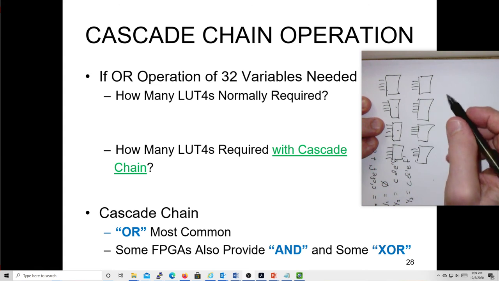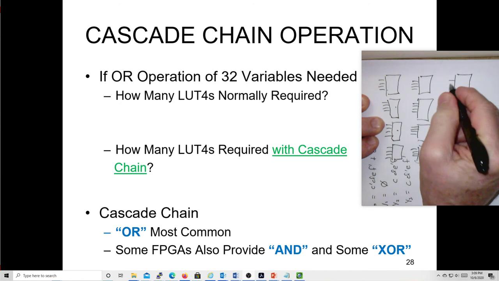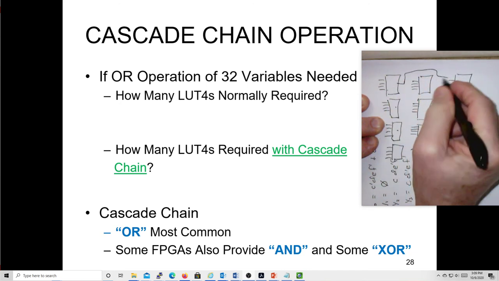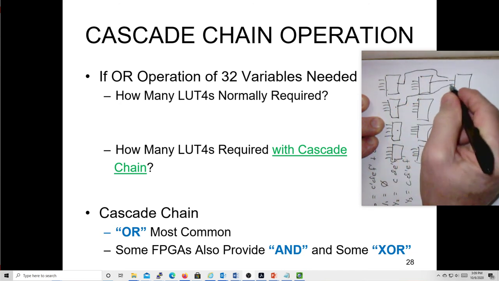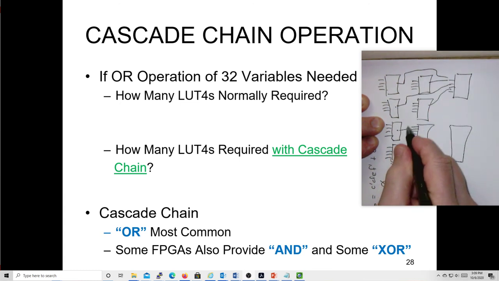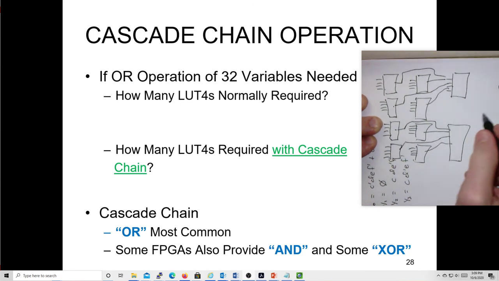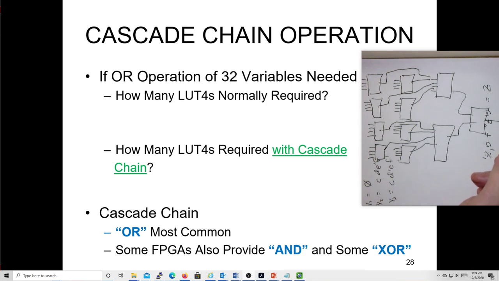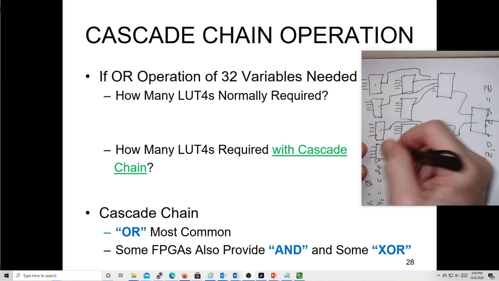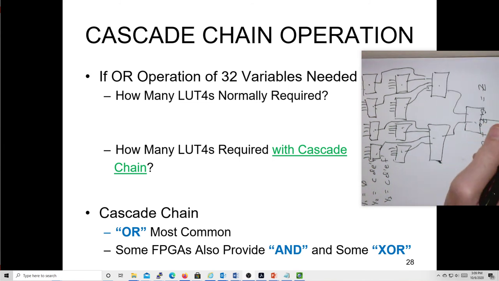Now I need to combine all these. Well, I need another row here, and I can combine 4, so I can take 1, 2, 3, 4, and another one down here, 1, 2, 3, 4, and then these can be combined with 1, 2, and that's my output. All right, so that's 1, 2, 3, 4, 5, 6, 7, 8, 9, 10, 11. So that's 11.